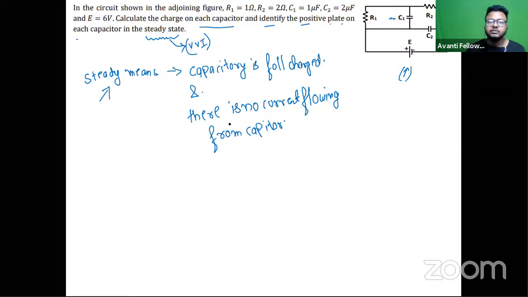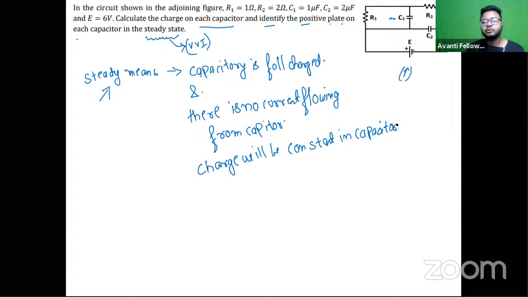So since the capacitor is fully charged, there is no current flowing. Now you can think from here that all the charge has been stored in the capacitor. So you can say that the charge will be constant in the capacitor. It is not that some charge is degrading. Charge will be constant in the capacitor. So how will I approach such a problem?